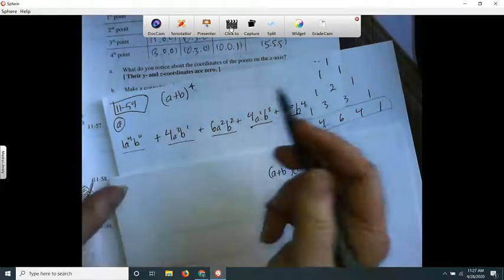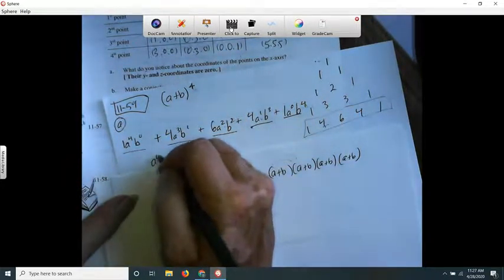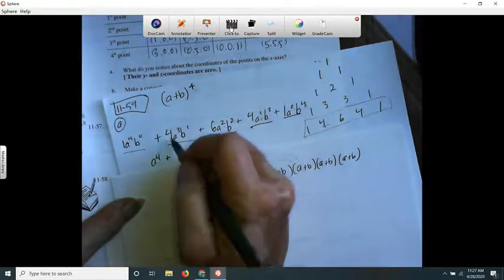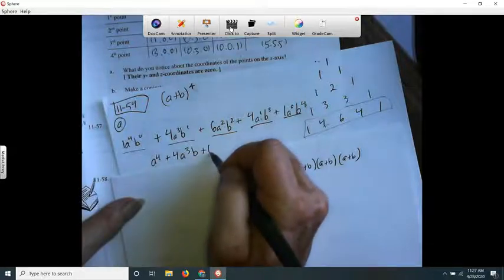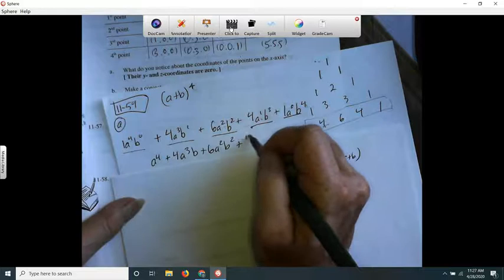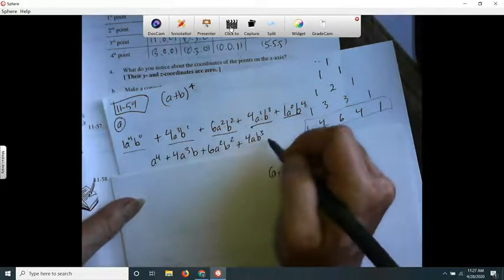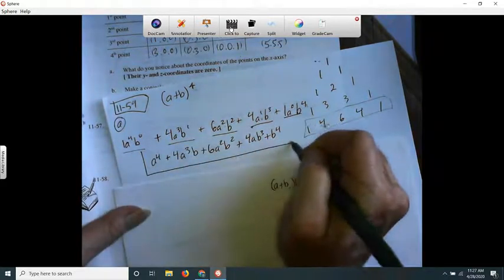So if I want to rewrite this all neat and tidy for my homework, I would say this is a to the fourth plus 4a cubed b plus 6a squared b squared plus 4ab cubed plus b to the fourth. And that would just be my answer for letter A.